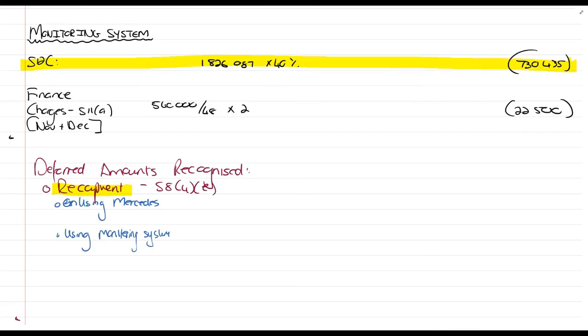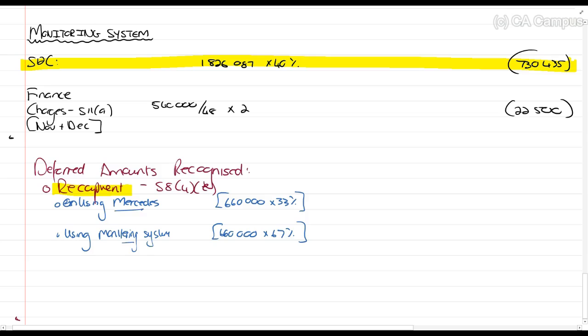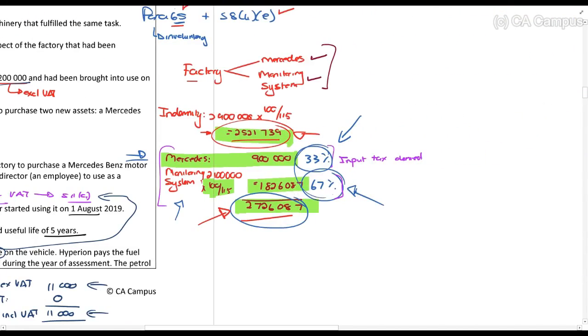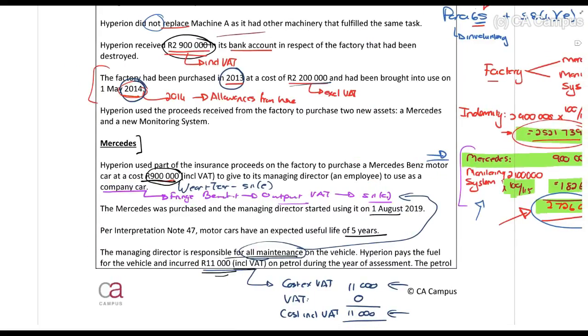Okay, so first thing is, what I'm going to do here is I'm going to just show you. We say 660 for both of these. So times 33% and times 67%. So we're saying what portion are we using for the Mercedes and what portion are we using for the monitoring system. Okay, remember now, those are those amounts.